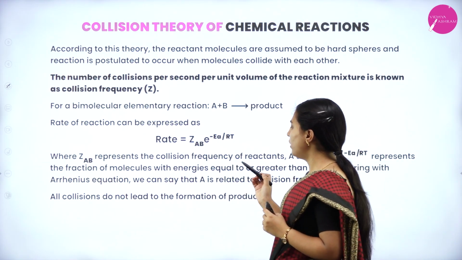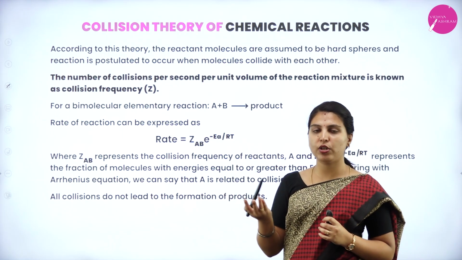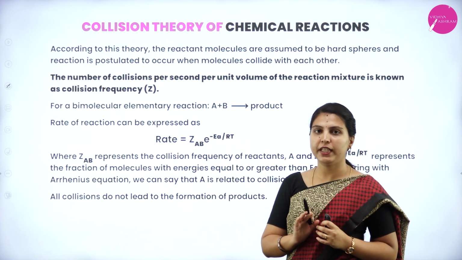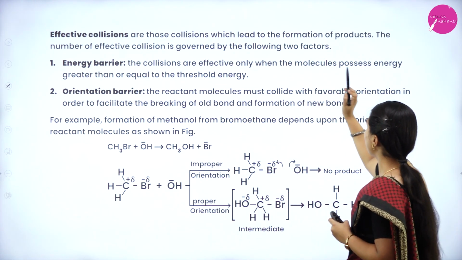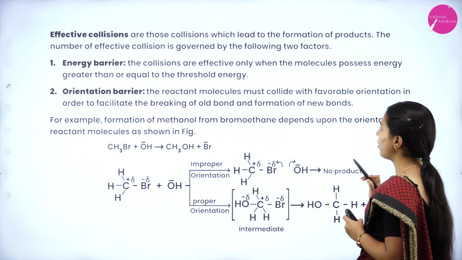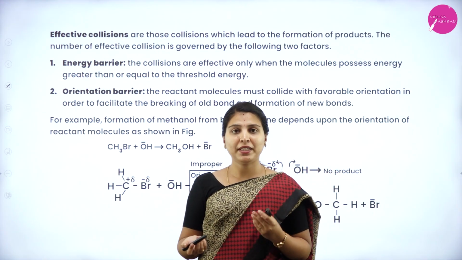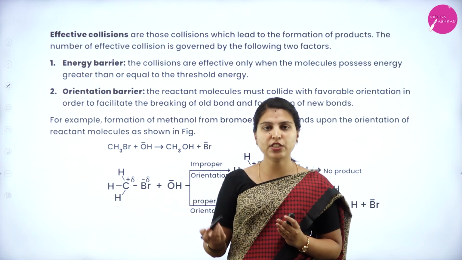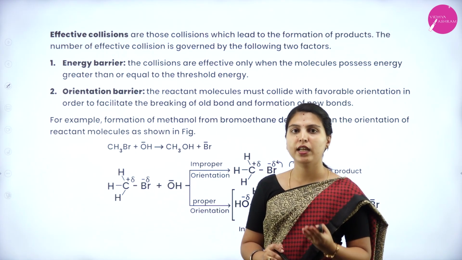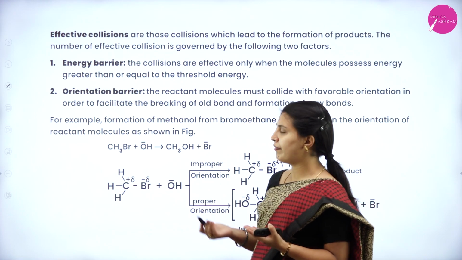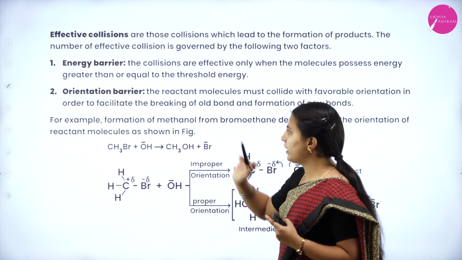All collisions do not lead to the formation of products. We can see the collision frequency in the collision theory, but all collisions will not form the product. Effective collisions are those collisions which lead to the formation of products. The number of effective collisions is governed by the following two factors. As I told, all the collisions will not form the product, but there are many effective collisions that will lead to the formation of product. For the happening of effective collisions, two factors are required. Those two factors are the energy barrier and the orientation barrier.